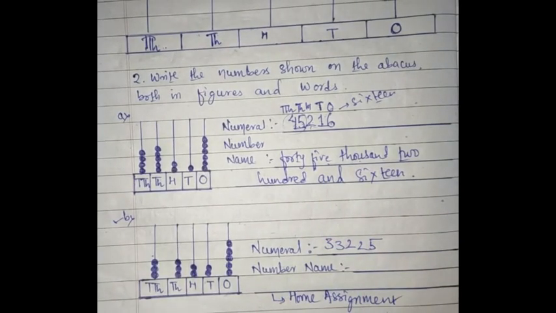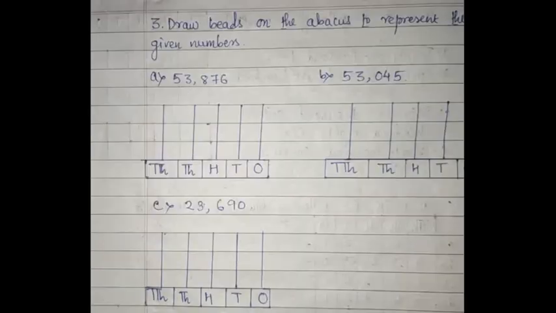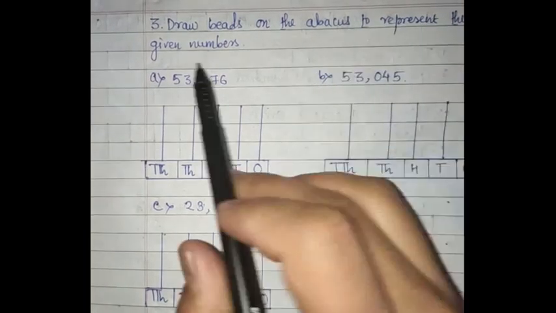Okay, so this will be a home assignment. Here we have the third question. It is a very easy one. You just have to make a bid. Draw bids on the abacus to represent the given number.